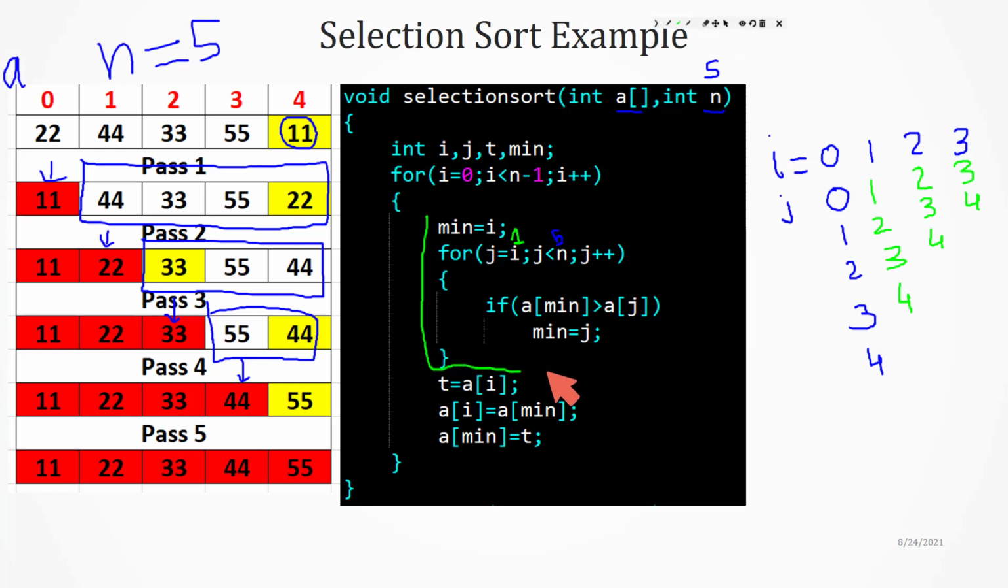So now we just consider this for loop. Just closely examine this for loop. I have a variable called min. Just consider i is 0. So min equal to i, so min is also 0.